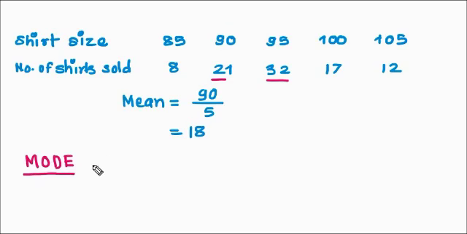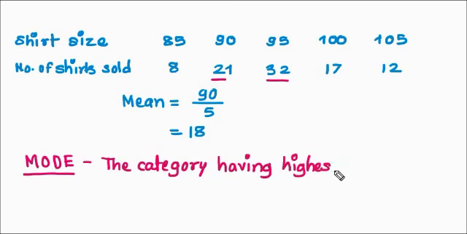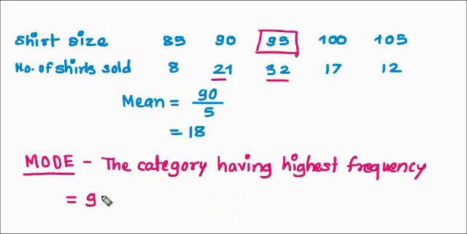What is mode? Mode is the category having highest frequency. Now which is the category here which is having highest frequency? The category is 95. 95 has the highest frequency because it has sold 32 shirts. So he should order 32 shirts because our mode in this case is 95.